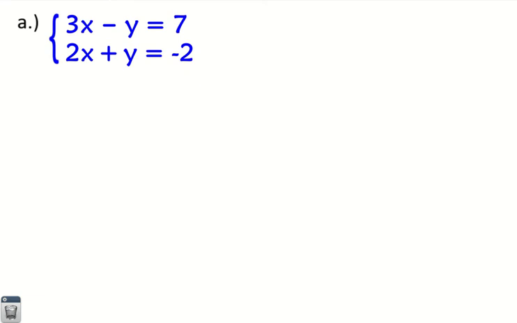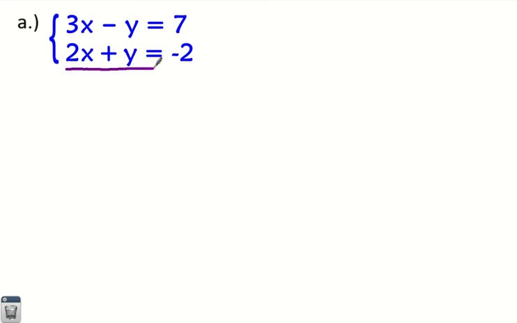Okay, so when I look at this and I think about maybe doing the elimination method, first I have to check to see that everything's lined up. Okay, so the equations are lined up. Next, I'm going to be making sure that there are opposites, so that I can go ahead and add the equations together. So 3x and 2x, positive 3x, positive 2x, not opposites. Negative y or negative 1y and positive y or positive 1y, those are opposites.